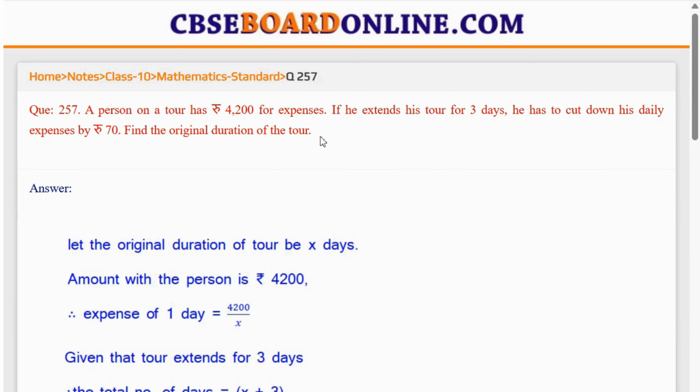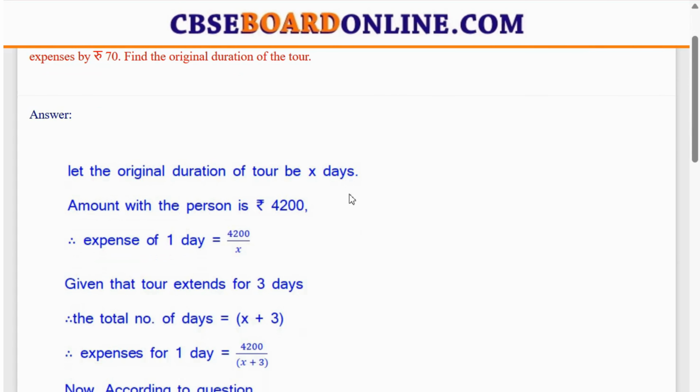Moving forward to another question, it is given a person on a tour has 4,200 for expenses, if he extends his tour for 3 days. It means that the number of days, जब वो पहले जाने वाला था वो कितना है, वो हम लोग x लेते हैं और उसकी 3 days से extend हो गई है तो हम लोग x plus 3 लेंगे. Okay, now he has to cut down his daily expenses by 70 rupees. This means originally उसका जो expense subtracted by जो उसका अभी expenses जो वो cut off कर रहा है is equal to what? It is equal to 70.